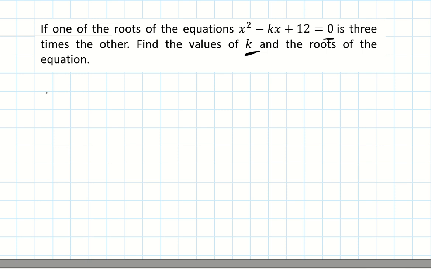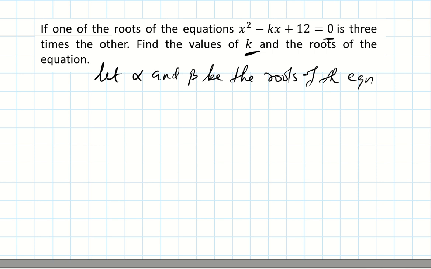Now, first, we say let alpha and beta be the roots of the equation. Then, if one of the roots is 3 times the other, we can say the roots are alpha and 3 alpha. Let's call this 3 alpha equals beta.